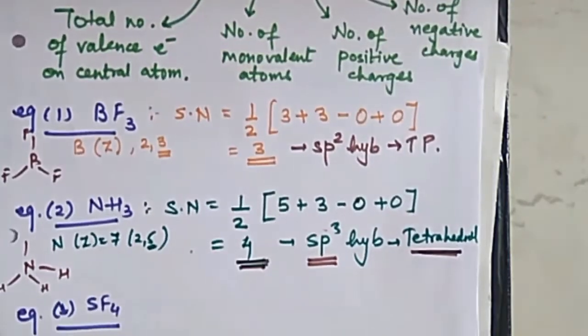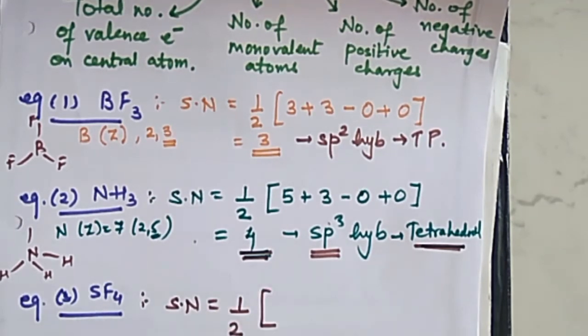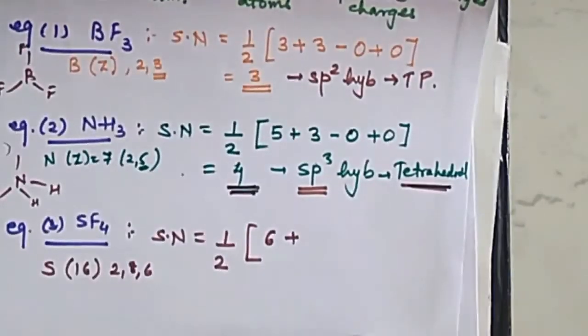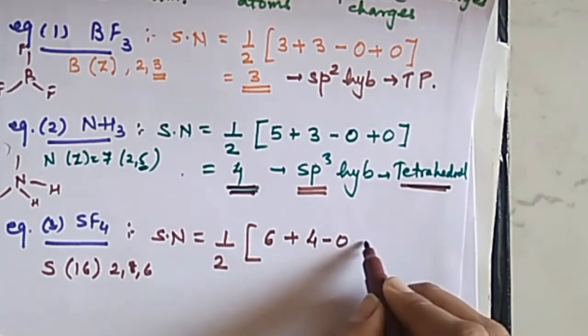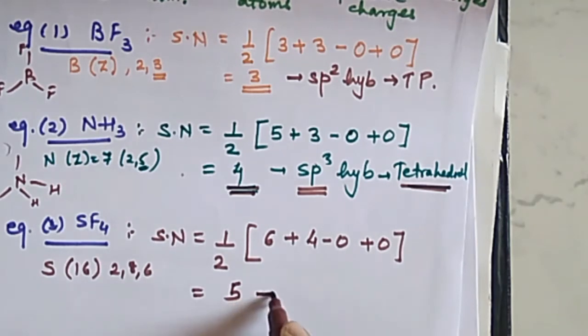Let us take one more example, SF4. SF4, the steric number, if we calculate, half into the valence electrons present in sulfur. So sulfur atomic number is 16, so it is 2, 8, 6. So 6 valence electrons present, plus the number of monovalent atoms present, 4, SF4. So 4 plus 4 minus no cations plus no anions. So 10 divided by 2. So that is 5.